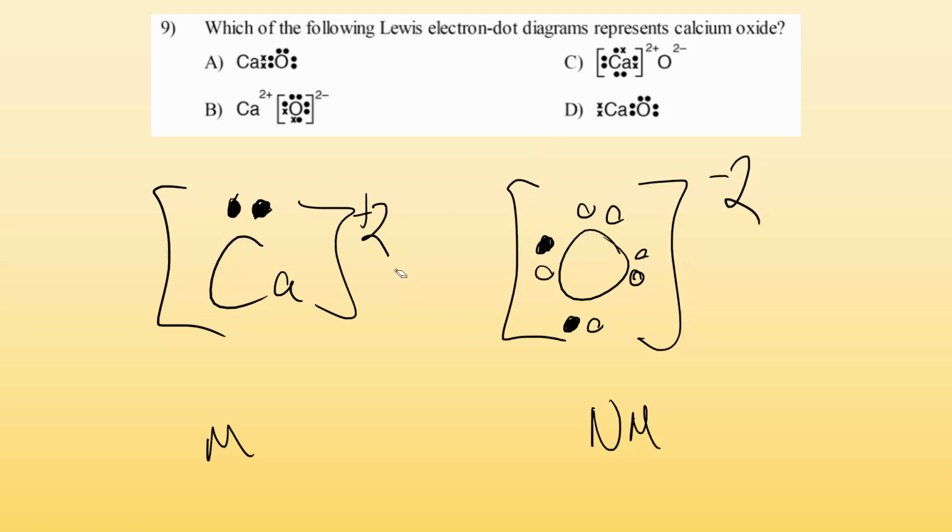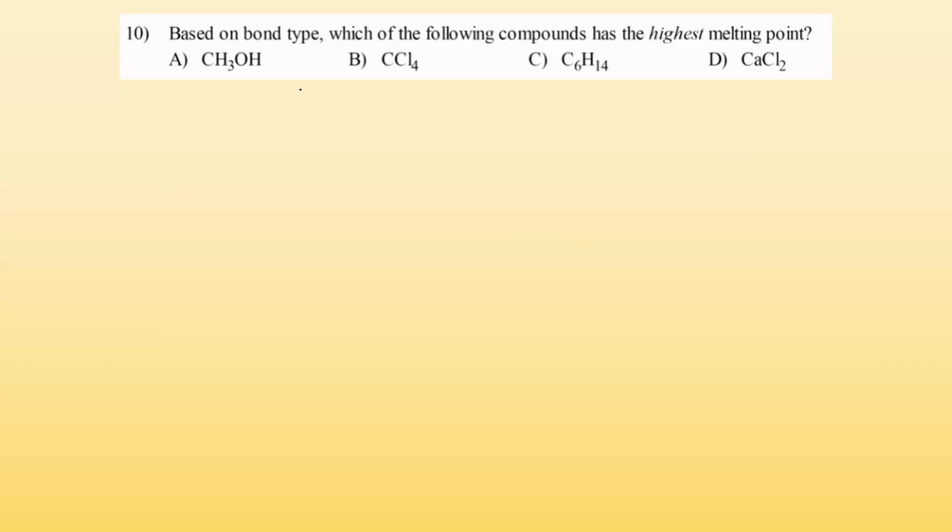And let's see, can I erase? Boom, look at that. So I'm looking for something that looks like this, and sure enough, choice B, calcium +2, oxygen -2. 10. Based on bond type, which of the following compounds has the highest melting point?